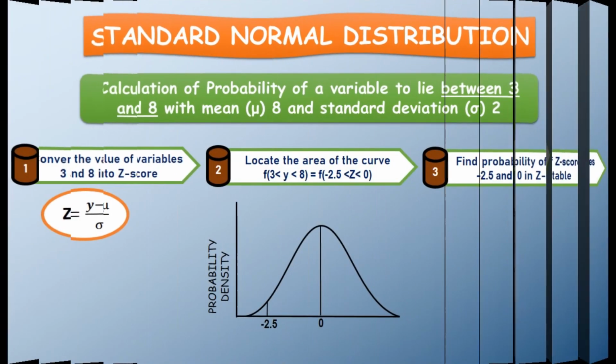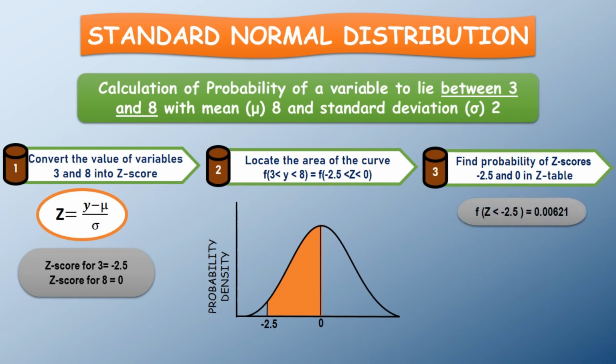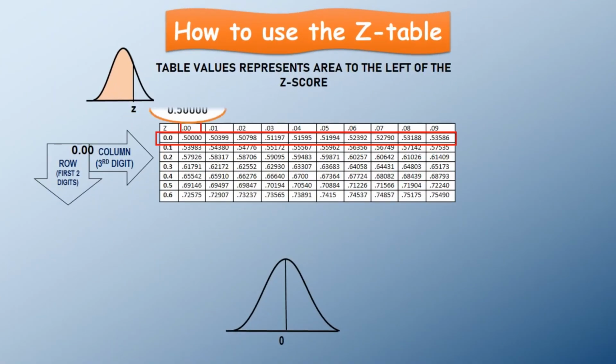Now let's take the last example. Now we have to find the probability of a variable to lie between 3 and 8. Mean of the data is again 8 and standard deviation 2. So according to step 1, z-score for 3, which we have already calculated, will be minus 2.5 and for 8, the z-score will be 0. Step 2, we mark the area we want. Step 3, find the probability value for z-scores. So according to the previous example, we already have the probability of variable to lie below minus 2.5 to be 0.00621. Similarly, probability value for z-score 0 is 0.5.